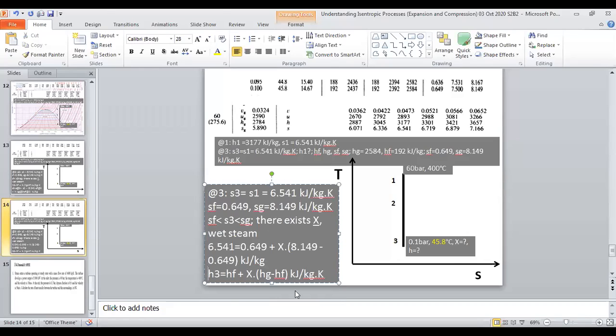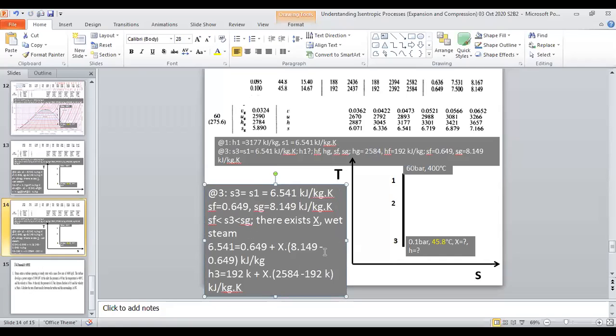you can get H3, which is HF. HF is 192 plus X times (Hg minus HF). Hg is 2584. Today I have to do this on behalf of you. You are just sitting over here and I'm doing this. But this is how you can do the calculation.